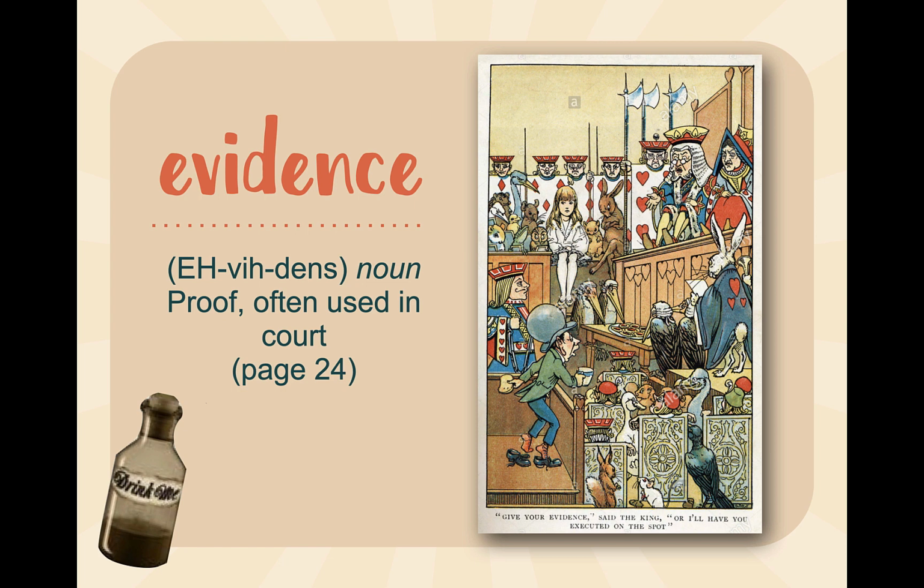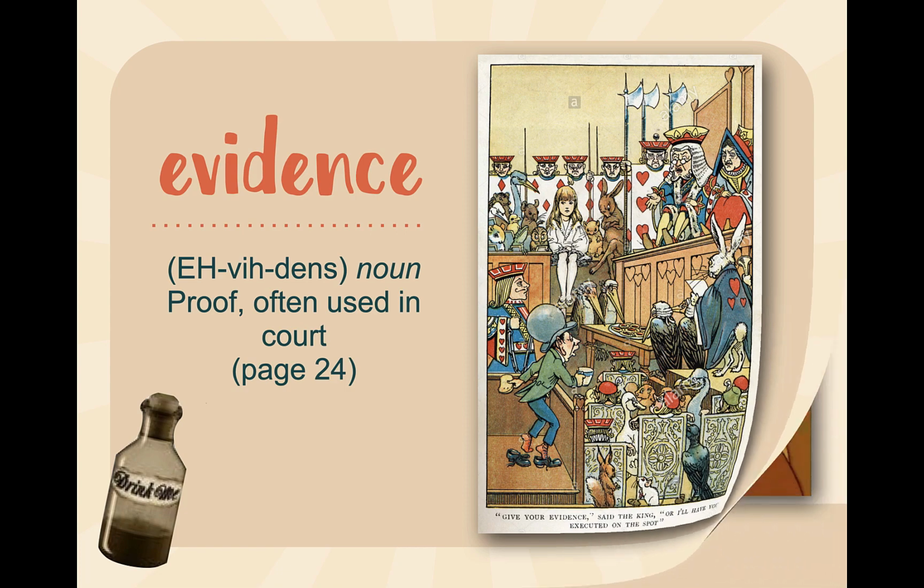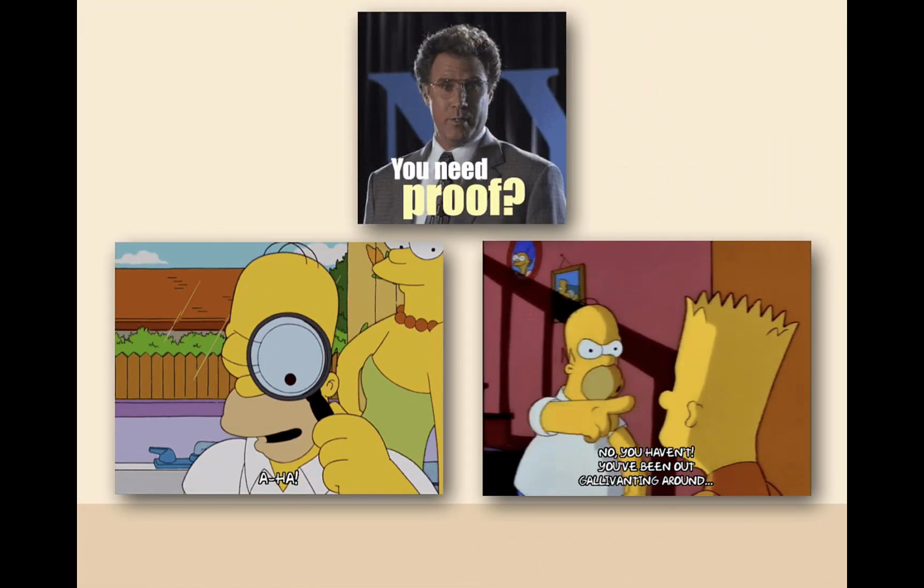The next word is evidence. Evidence is a noun. It means proof, and it's often used in court. If you've ever watched movies that show courtrooms, you're always going to see lawyers or judges requesting or looking at proof or evidence of a crime. And the juror's job is to look at that evidence and decide if the person is guilty or not guilty. So evidence is simply proof.